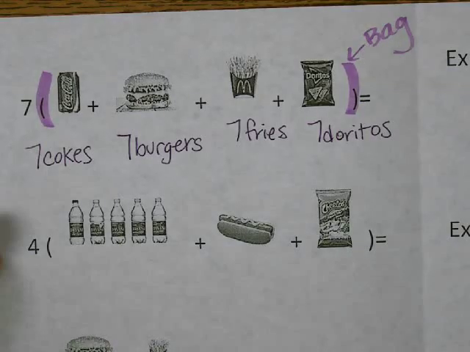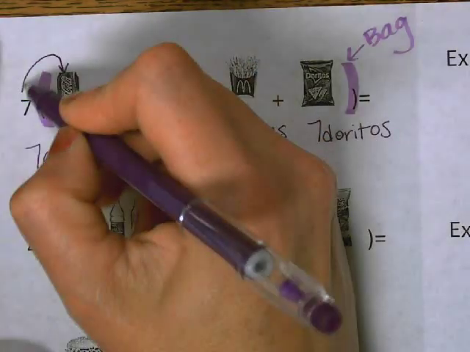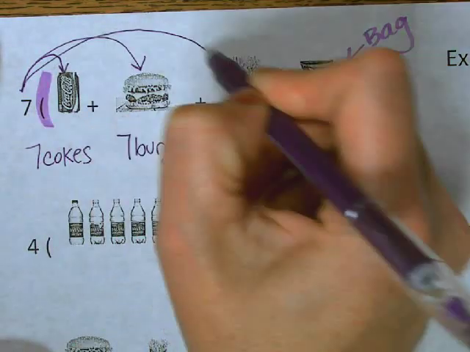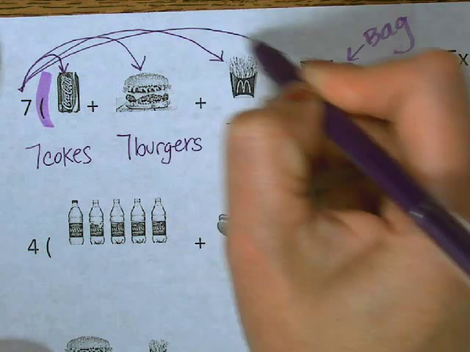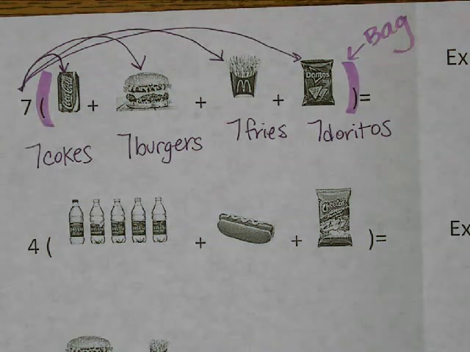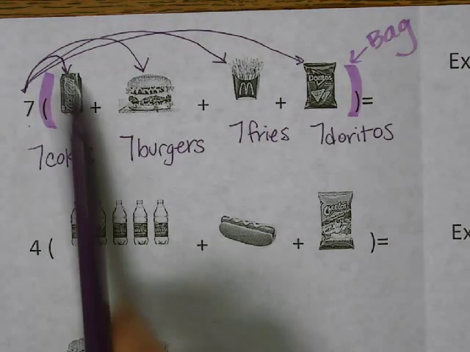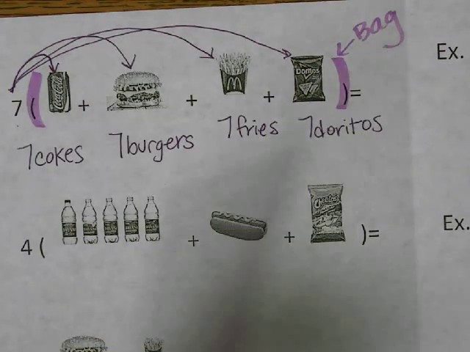Right? So essentially I took this 7 and I multiplied it by the Cokes, by the burgers, by the fries, and by the Doritos. So I distributed it, okay? Distribute means to give out, okay? So I gave the 7. I need 7 Cokes, 7 burgers, 7 fries, and 7 Doritos. That 7 was given to everything.